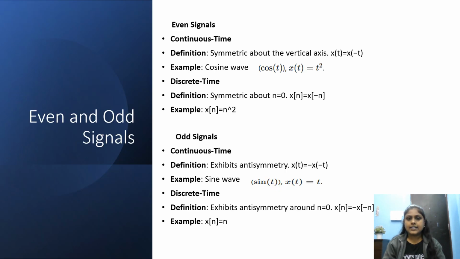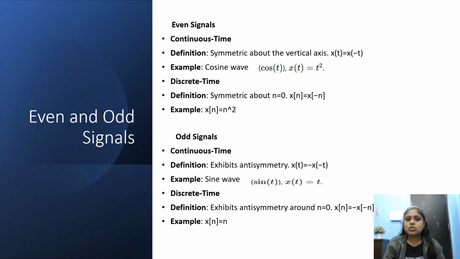Even and odd signals. In the even signal we can see the continuous time and the discrete time. Now let us see continuous time even signals: symmetric about the vertical axis, that is x of t is equal to x of minus t. For example, cosine wave, or x of t is equal to t square. And the discrete time: symmetric about n is equal to 0, that is x of n is equal to x of minus n. For example, x of n is equal to n square.